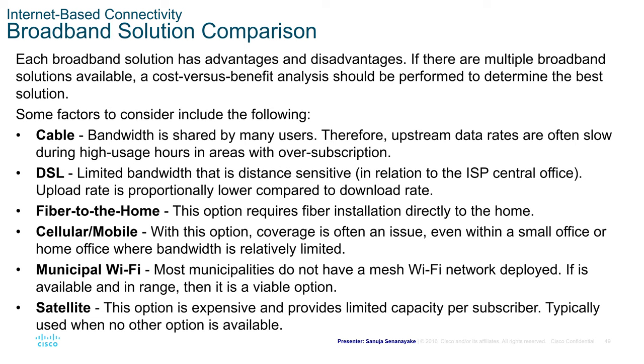Some factors to consider include the following. With cable, the bandwidth is shared by many users. Therefore, upstream data rates are often slow during high usage hours in areas with oversubscription. This plays into the fact that location matters. You may be in an area where the cable service provider, the ISP, has very few users or very low bandwidth usage, even with many users. Maybe there are mostly small businesses that don't use much bandwidth, and then your home or your big corporation that uses a lot of bandwidth is located in that area. You hardly may see any issues with that.